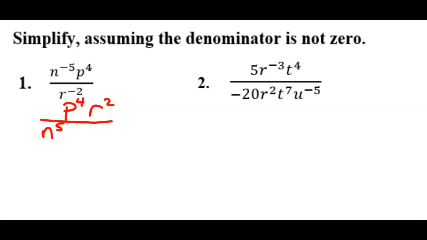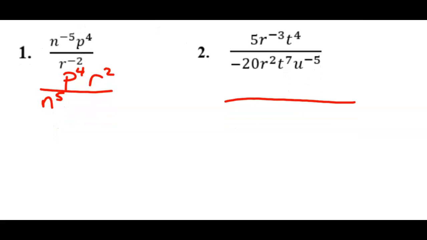You want to deal with each letter at a time. Numbers are divided like normal. So if this helps you, sometimes this helps people, you may want to rewrite the problem so things are chunked out. Here I've got r to the negative 3, here I've got r squared, here I've got a t to the 7th, and a t to the 7th, and here I have a u to the negative 5.